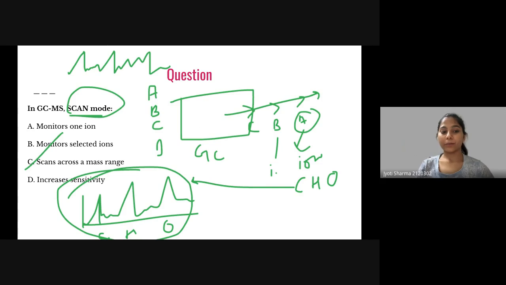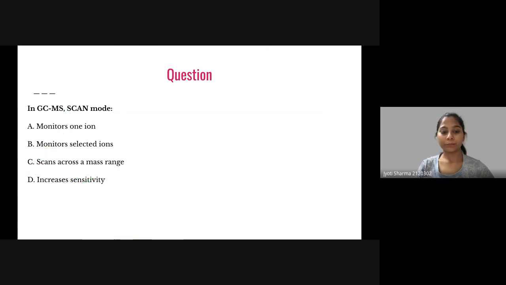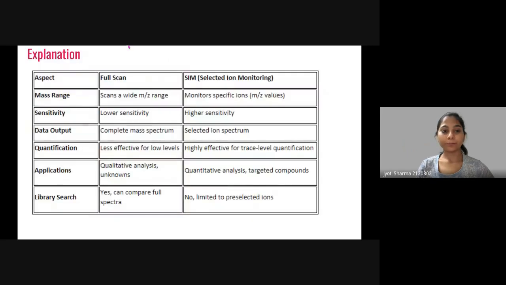And the opposite is the SIM mode. So in SIM mode, we identify some peak, and we just focus on that peak only. And then we have the clear graph of these peaks only, that will come under the SIM mode. So yeah, C answer is the right one.